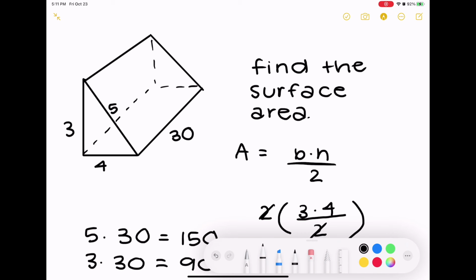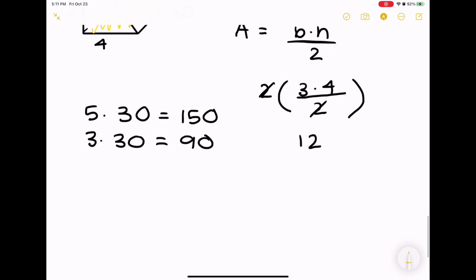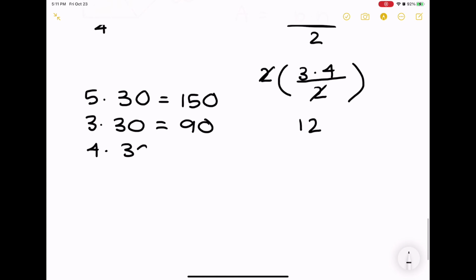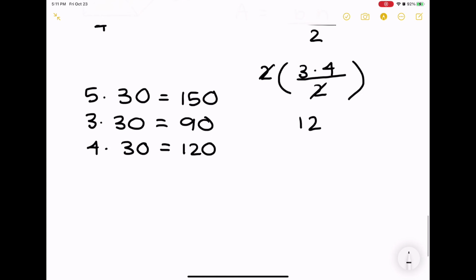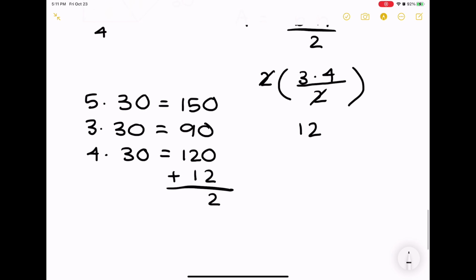Lastly, let's go on to the bottom, and that's 4 by 30. And 4 by 30 is 120. If we add those all up, including the 12, we cannot forget it, we get 372 units squared.